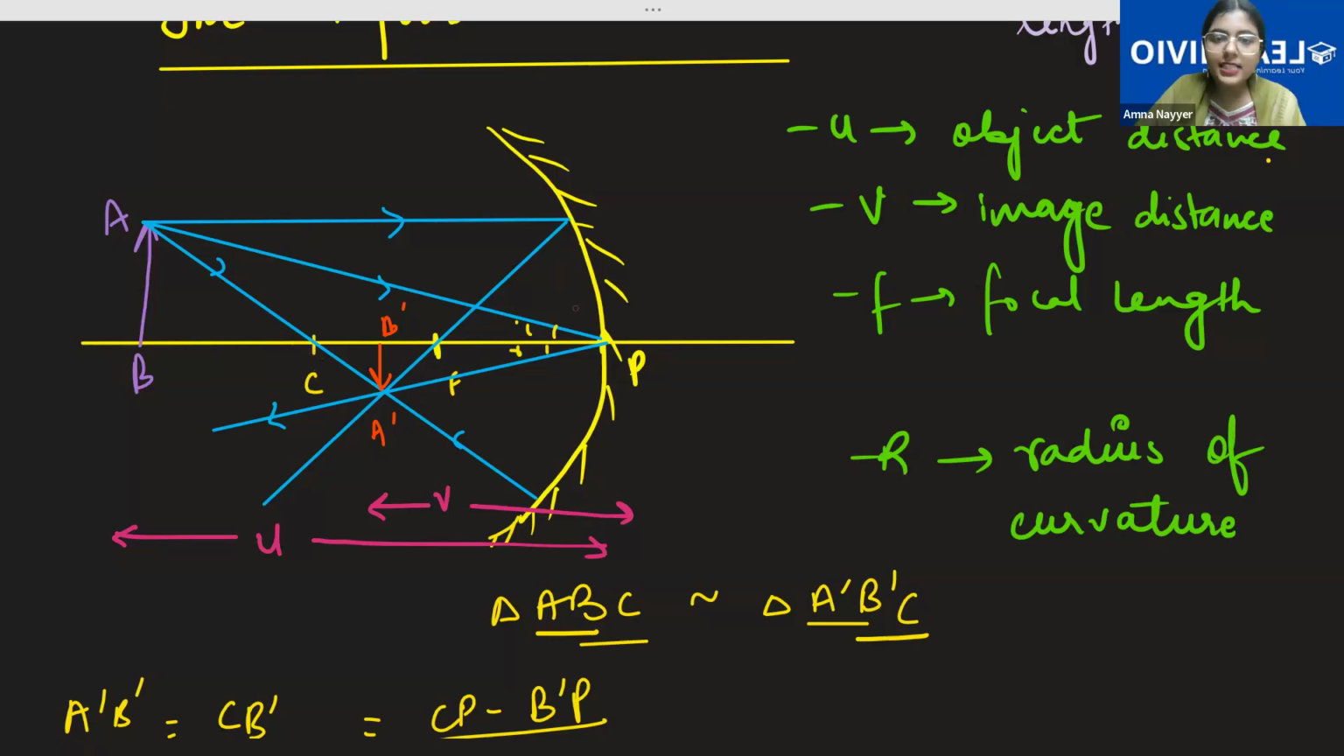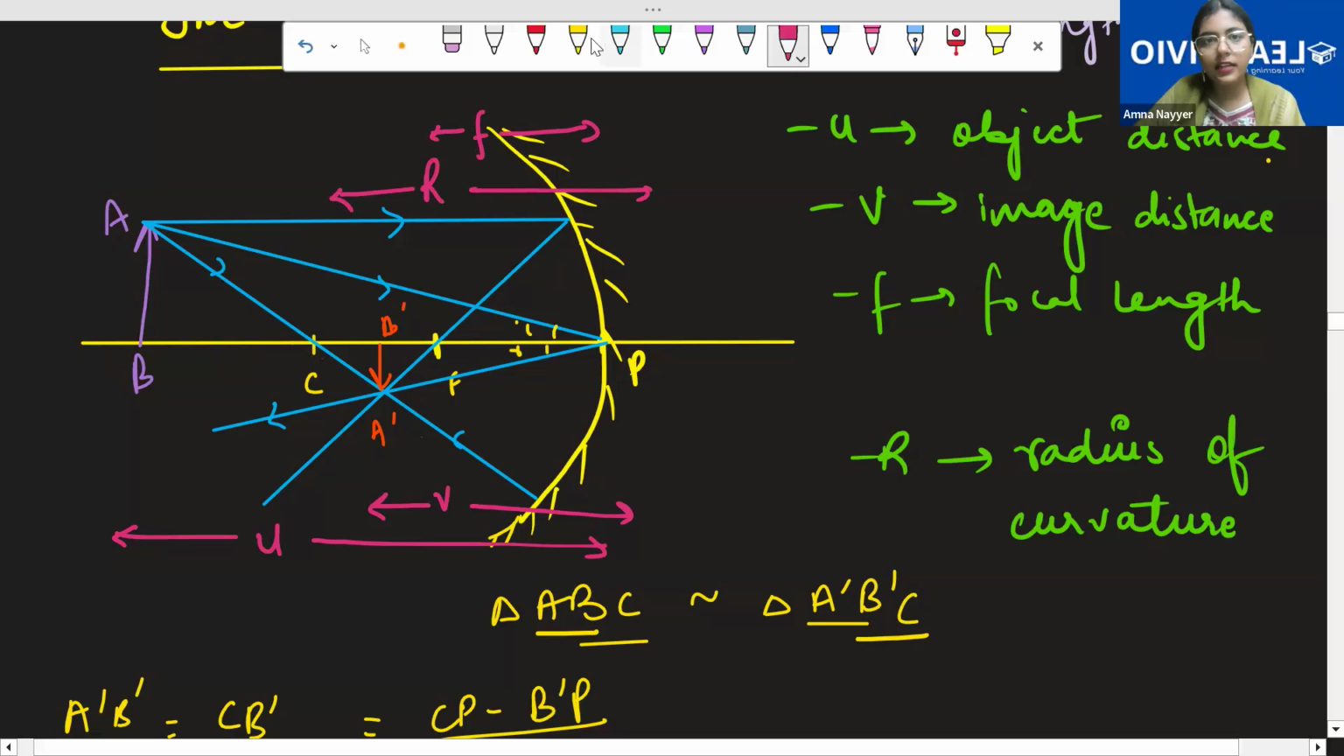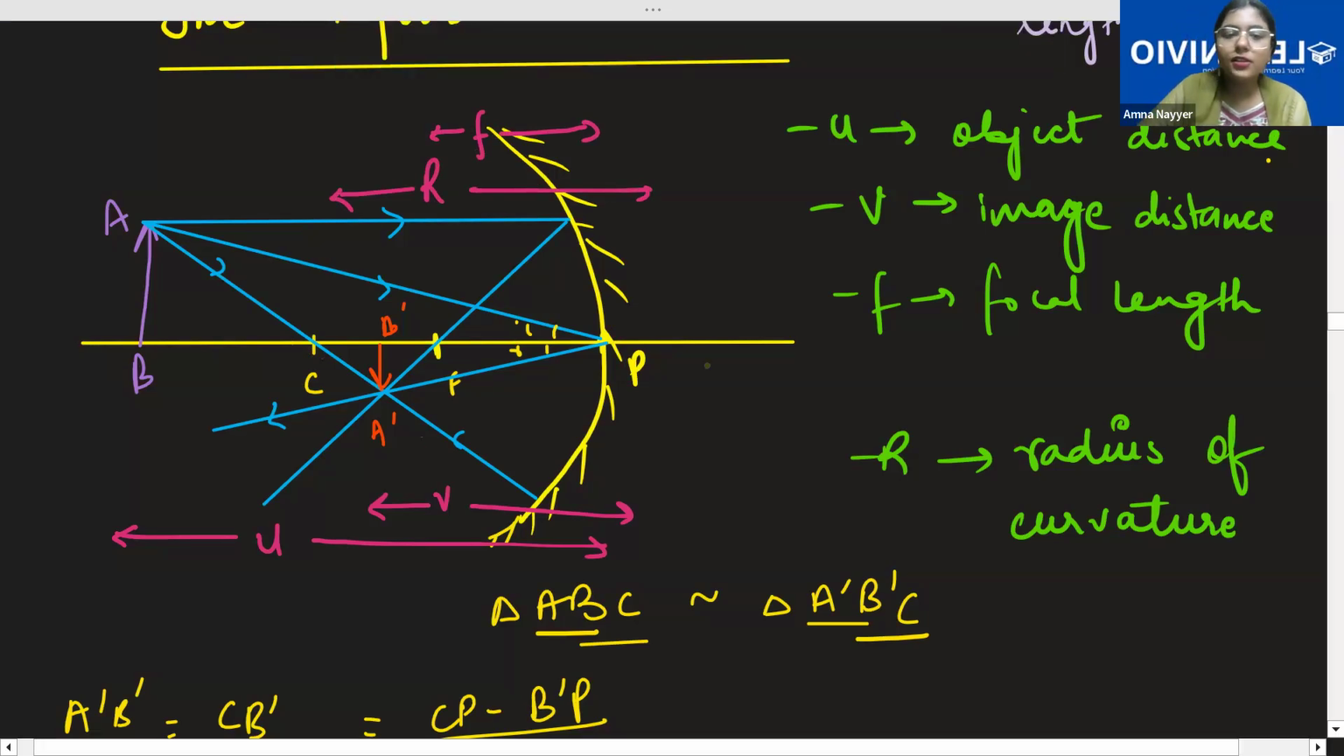All right. What is CP? CP is the radius, R, the radius of curvature. This complete length is the radius of curvature. And what is FP? FP is the focal length. Correct. Just this part, half of the radius of curvature. And see, everything is lying in front of the mirror, right? Yes, ma'am. So I'll say all are negative in this case as per the sign convention.